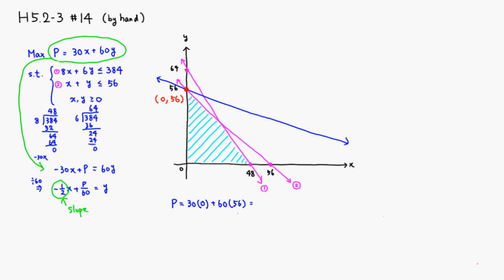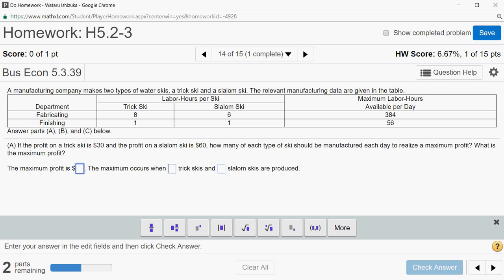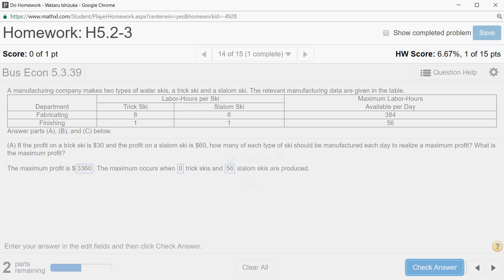So I just put 0, and 6 times 6 is 36, and 6 times 5 is 30, so 3,360 is the maximum profit. So let's type it in. All right, so maximum profit is 3,360. And we're going to make 0 trick skis, and then we're going to make 56 slalom skis. All right, check the answer. All right, we got that.